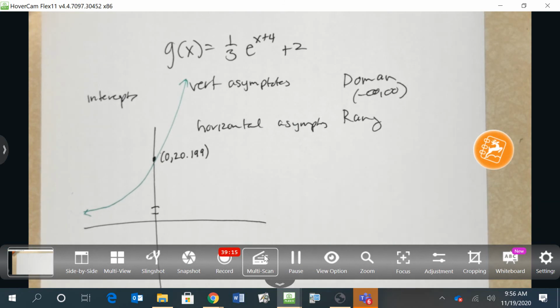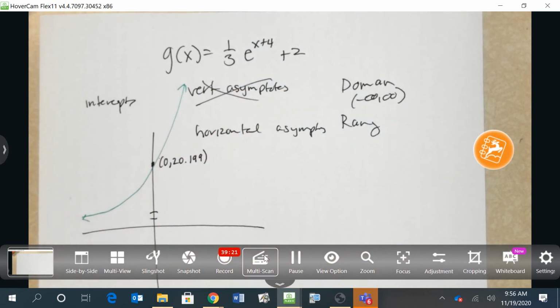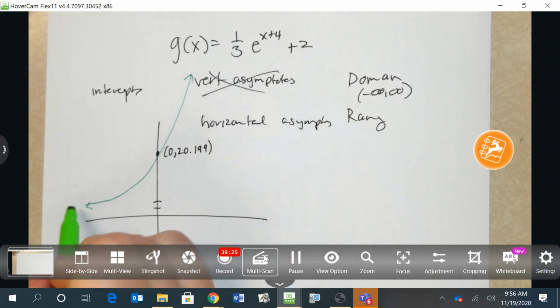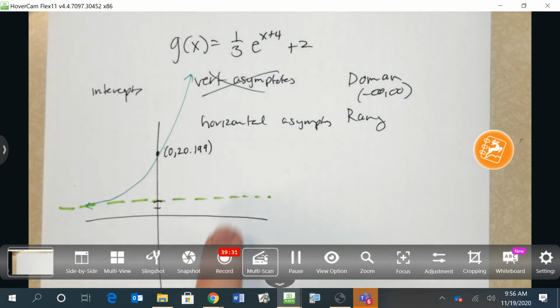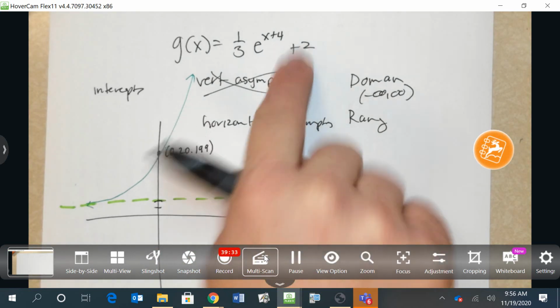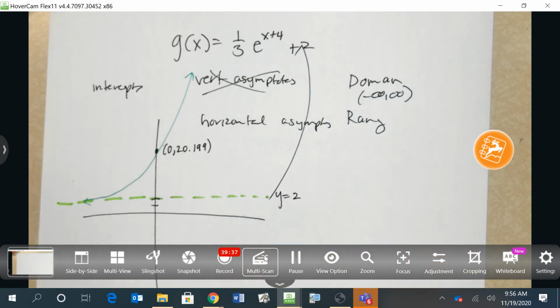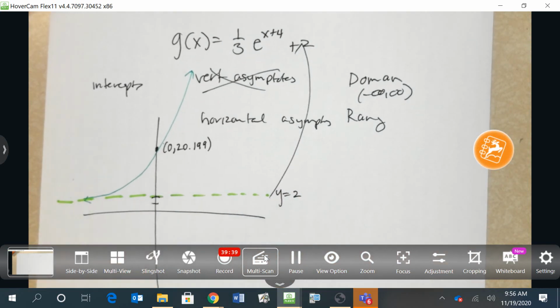There is a hidden asymptote. We will never, ever, ever have vertical asymptotes. We will never have vertical asymptotes with exponentials. But you will have horizontal asymptotes. And so I can see that this horizontal asymptote is achieved by looking at this last number. So y equals 2. How do I know it's y equals 2? Because it cuts through the y-axis.